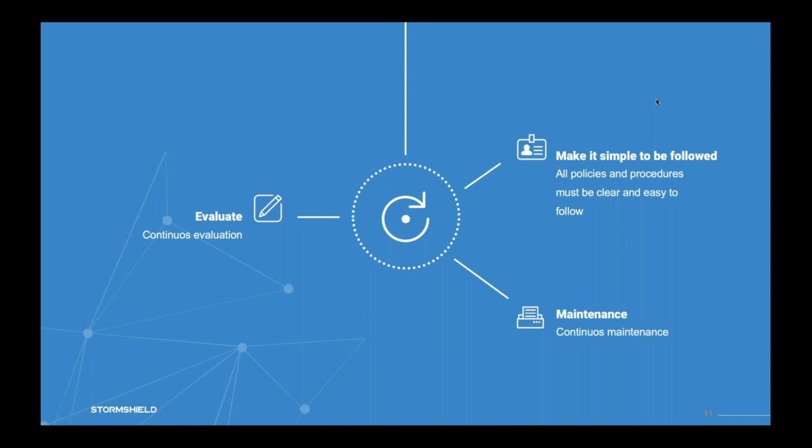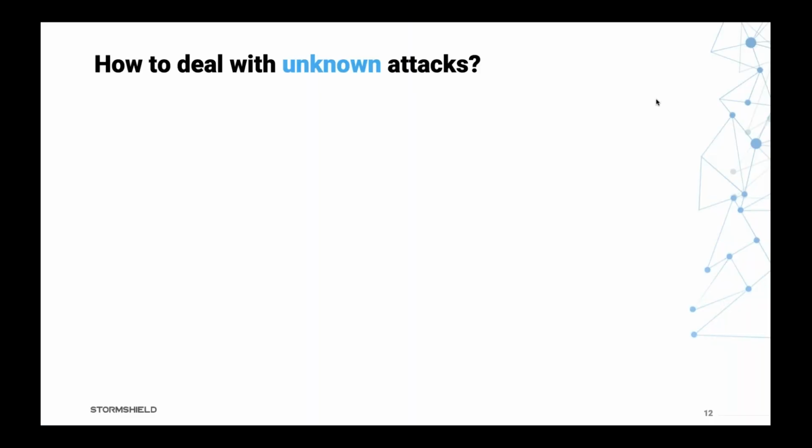And finally, continuous maintenance and evaluation has to take place for everything. An assessment of the current situation, from time to time, to make sure that the controls you have implemented are actually still meeting the risks that you have. And this is something that has to be continuously going on.